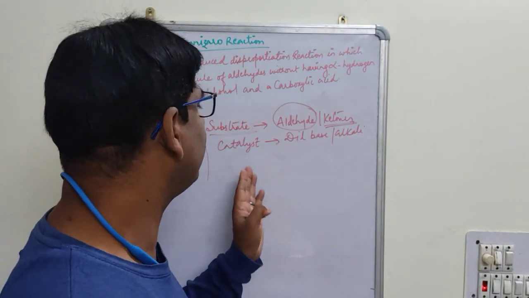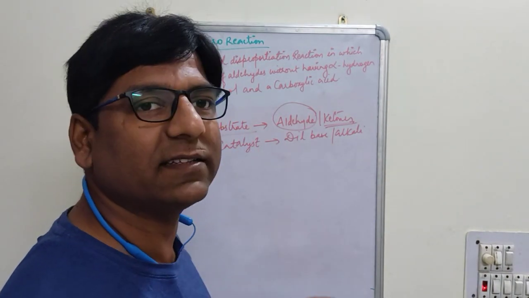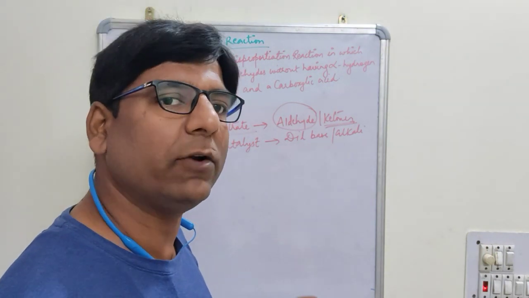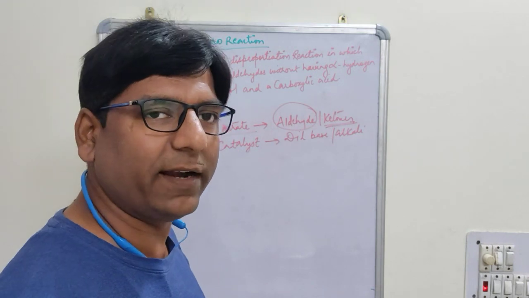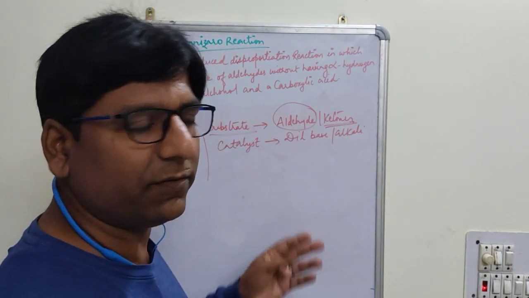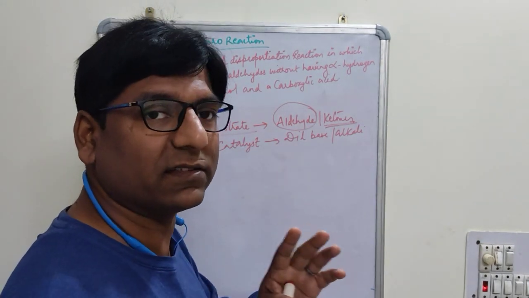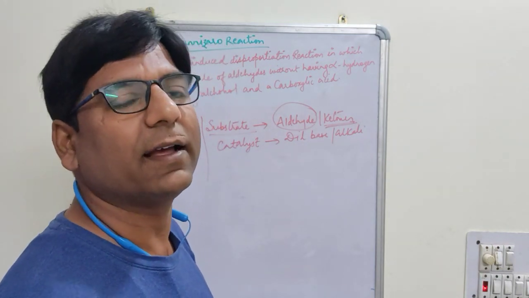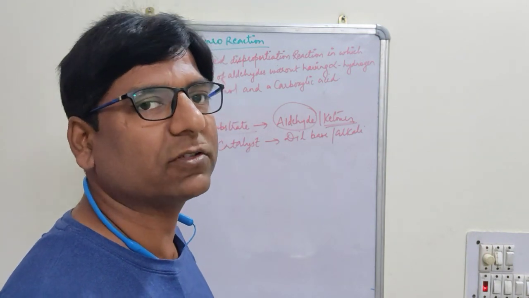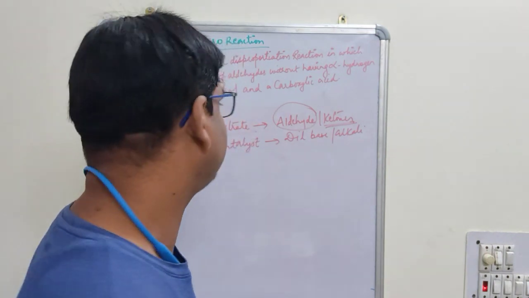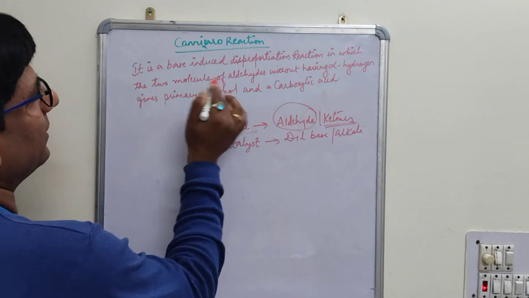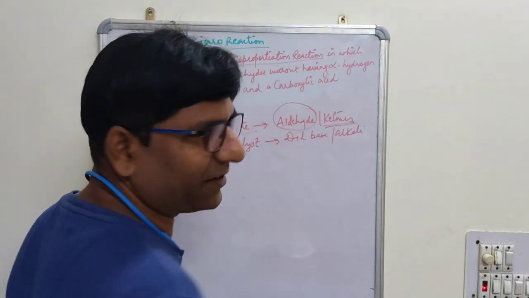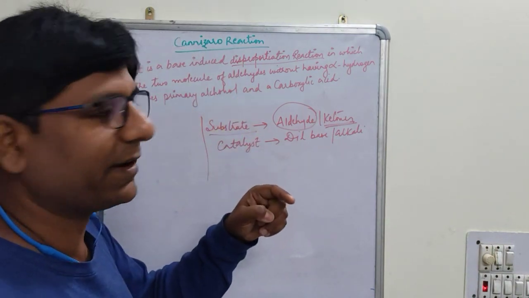There, the reaction was taking place in the presence of a dilute base or dilute alkali. We took dilute NaOH or dilute KOH. But here in the Cannizzaro reaction, we will use a strong base, that is, concentrated alkali. We can use concentrated NaOH or concentrated KOH. There we don't have a disproportionation reaction, but here this is a disproportionation reaction.